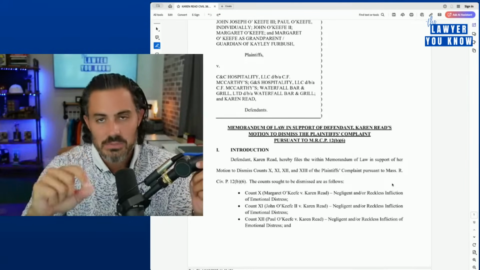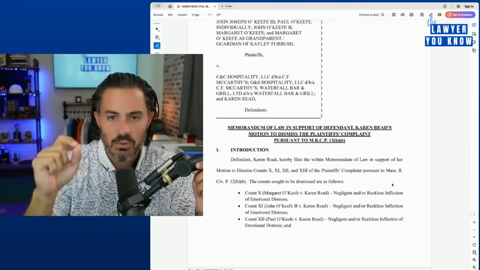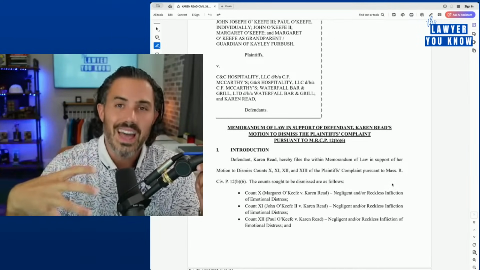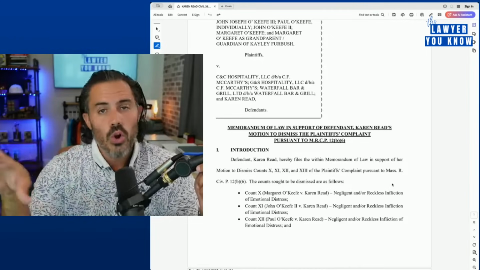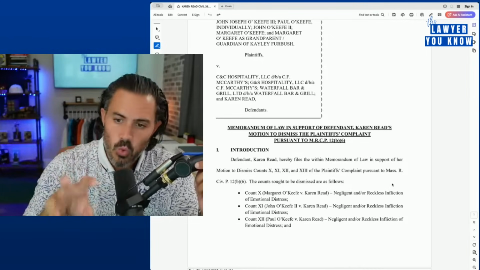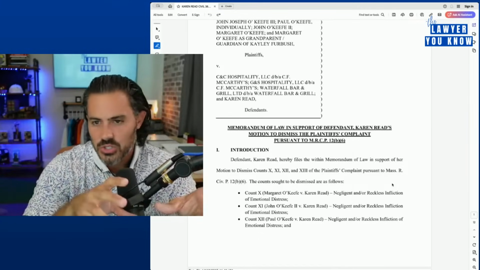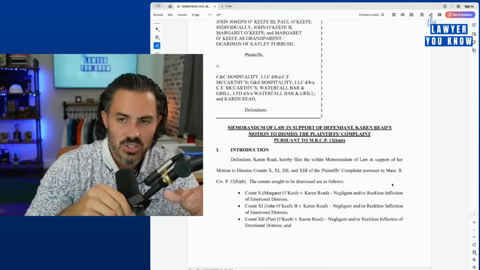And Karen Read's team is making some very technical arguments with some of the claims here. And we're going to be able to compare it to some of the other cases that we have followed together and compare what worked in those cases and will it work here. We're also going to talk about some of the problems maybe with this complaint and what the lawyers can do to make it better, to make it continue forward.